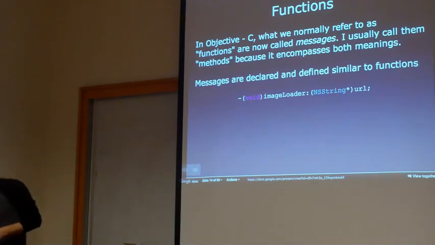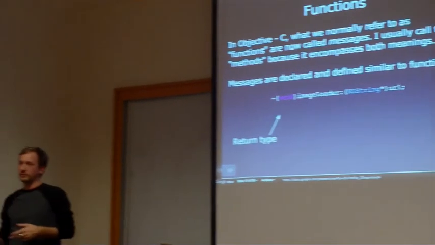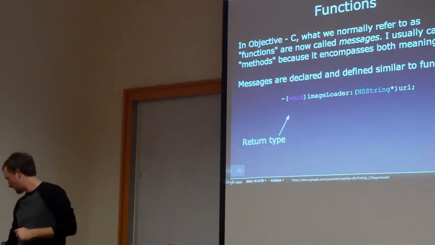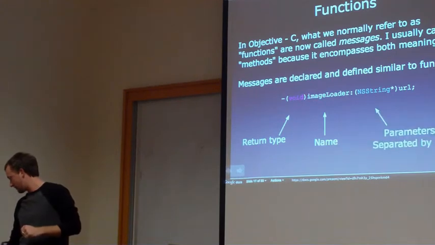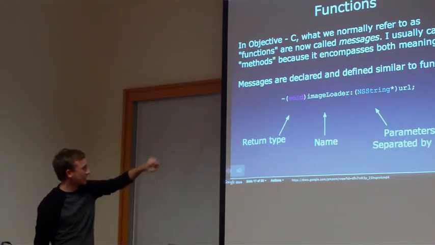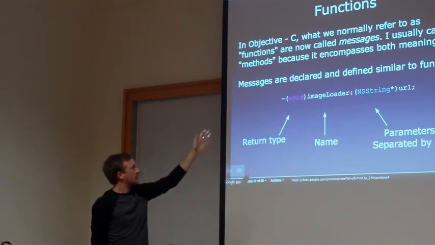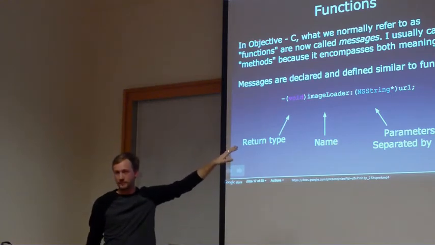This is just kind of a brief demonstration of declaring a function or a message. Your return types, voids, bools, they can be NS objects, strings, arrays, anything. Your name, pretty simple. And the only other weird thing is this colon. Your parameters are divided up by colon, type, name in your function.